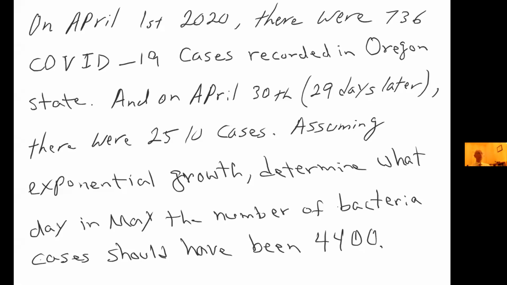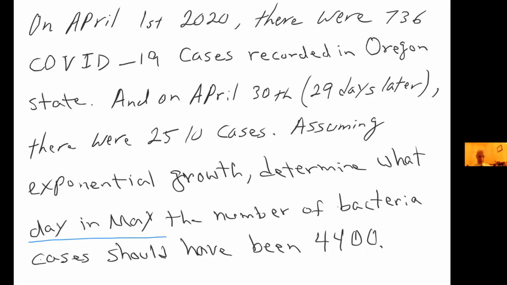Let's do one more problem with exponential growth. On April 1st, 2020, there were 736 COVID-19 cases recorded in Oregon State. On April 30th, 29 days later, 2,510 cases were recorded. Assuming exponential growth, determine what day in May the number of cases should have been 4,400. I personally think that this part, what day in May, is just a hint. It doesn't have any bearing in calculating the problem.